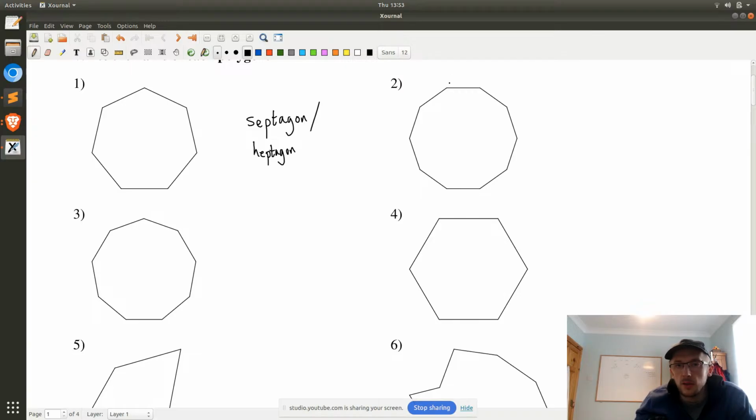The way to sort of, if you're having trouble counting this, you can put a blob in one corner and then proceed clockwise, going 1, 2, 3, 4, 5, 6, 7, 8, 9, 10, like that. And it's a decagon.